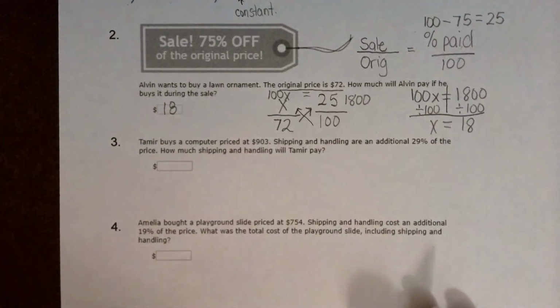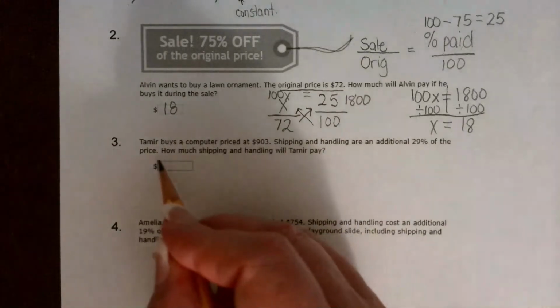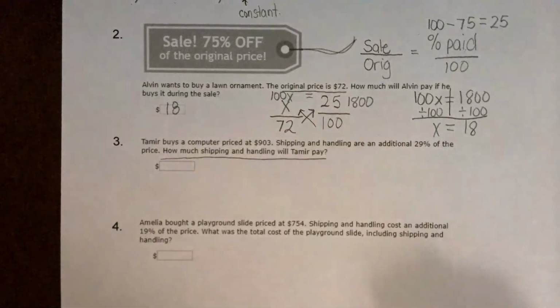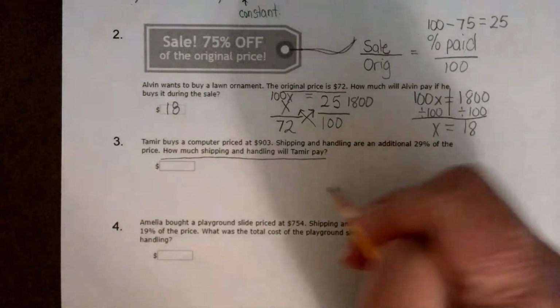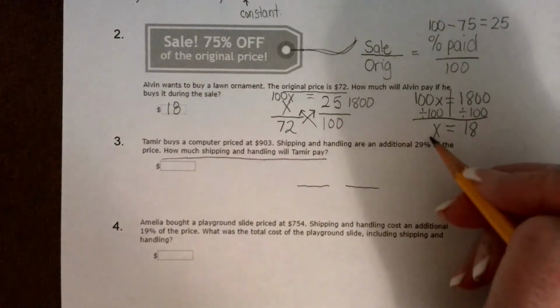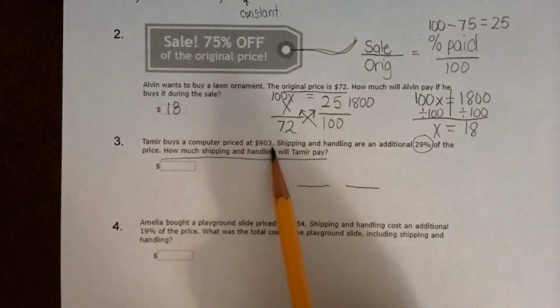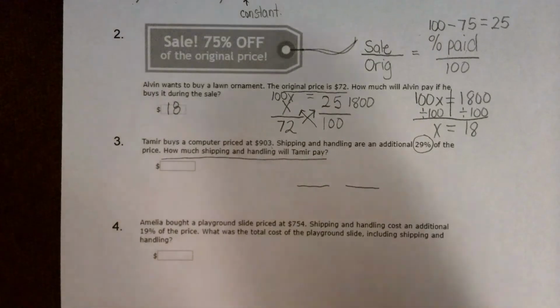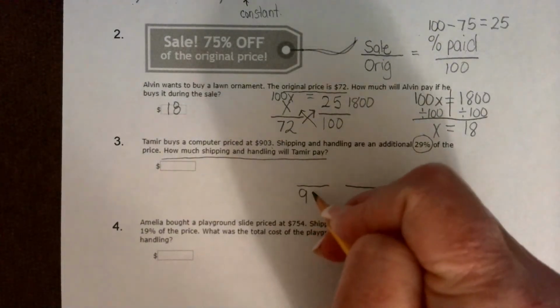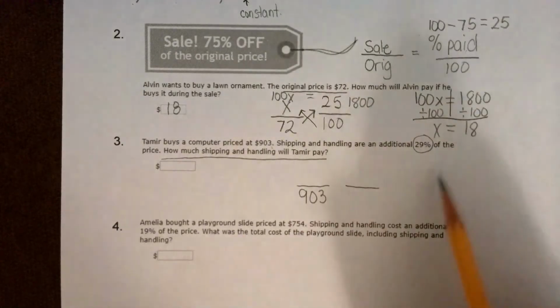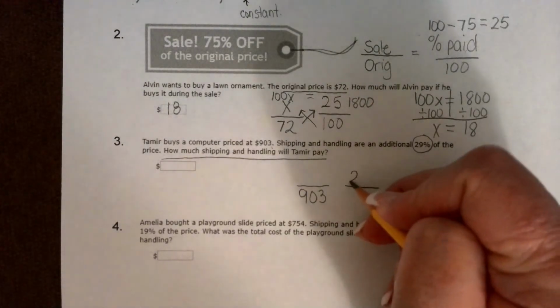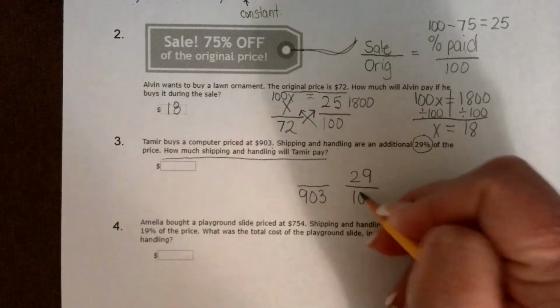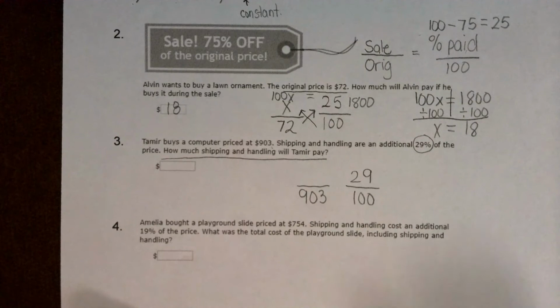Tamir buys a computer priced at $903. Shipping and handling are an additional 29% of the price. And this one says how much shipping and handling is he going to pay. So in this case, we're just looking for what is 29% of that $903. So the $903 is going to be my whole thing. We're looking for 29% of that because he's paying an additional 29%.